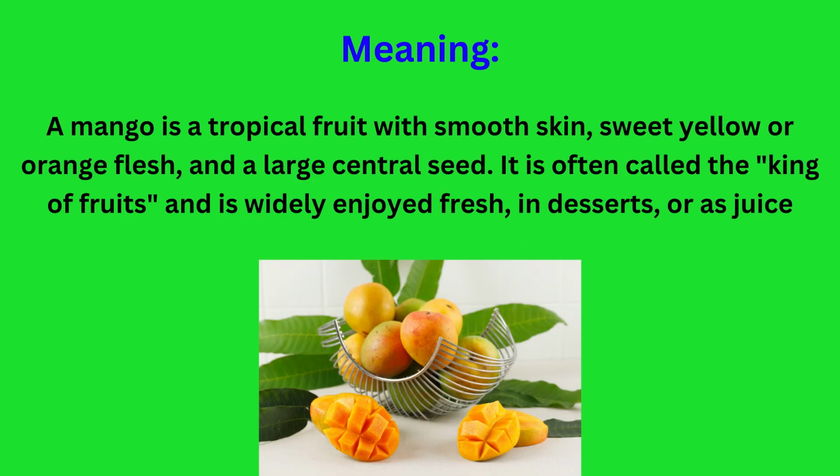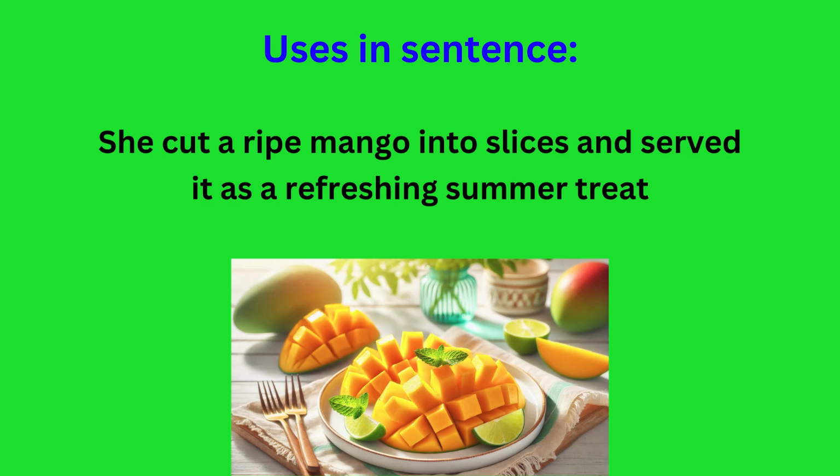Mango. Now, repeat after me. Mango, mango, mango. Meaning, a mango is a tropical fruit with smooth skin, sweet yellow or orange flesh, and a large central seed. It is often called the king of fruits and is widely enjoyed fresh, in desserts, or as juice.